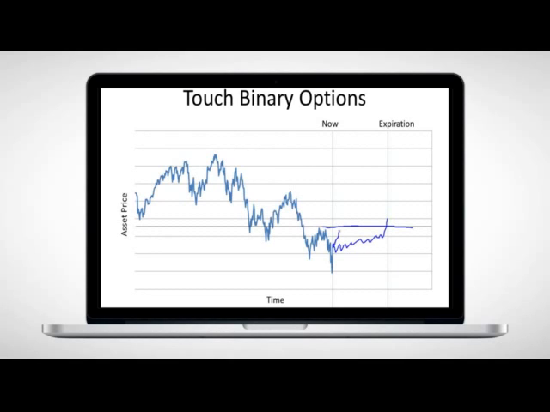Another way would be for it to trade above that strike price for only part of the time, but expire below that strike price. It doesn't matter when the asset touches that strike price. It only matters that it touches that strike price. And you can have touch binary options where the strike price is above the current level or below the current level. So that's touch binary options.